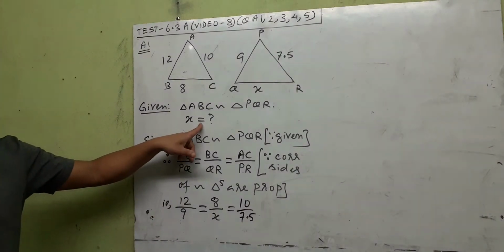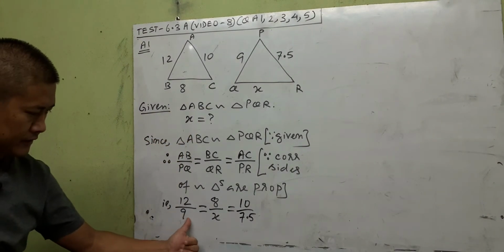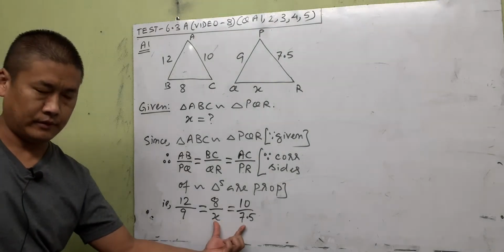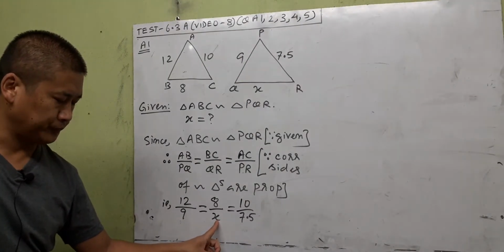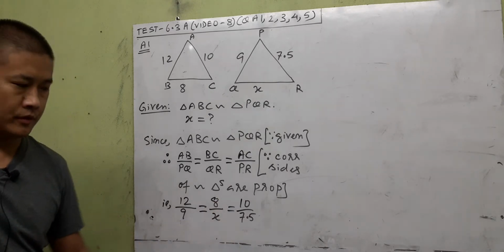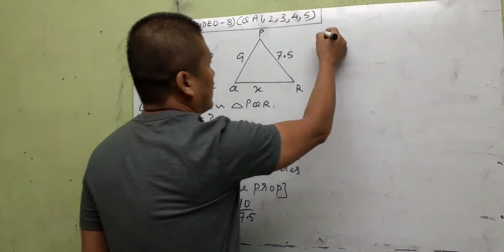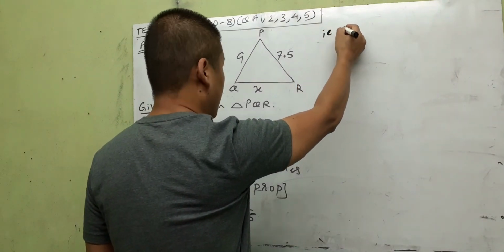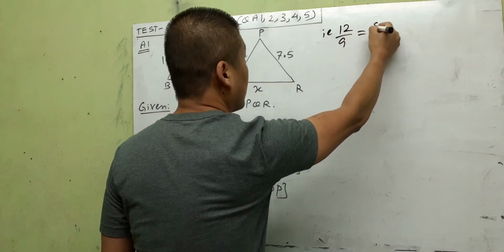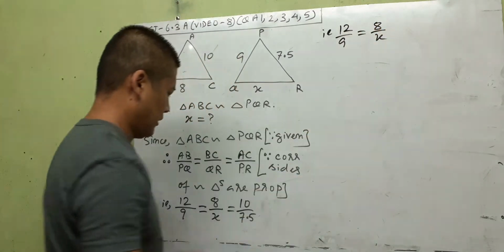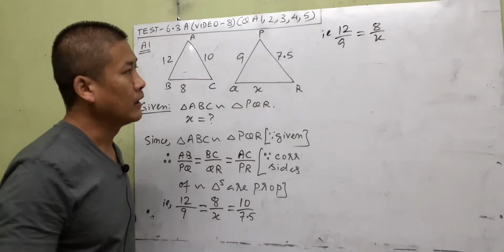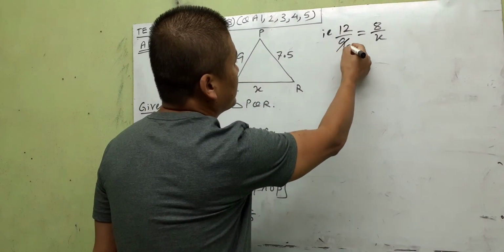The question is asking us X only. So you can either take the first and the second ratio only in the next step, or the second and the third. The ratio containing X you take, and any one of these two you choose. So we can do that. Maybe we can take this one. Here, 12 by 9 equal to 8 by X. Suppose you took 8 by X and this 10 by 7.5, same answer you will get. Okay, so only take two ratios because that's all you need.